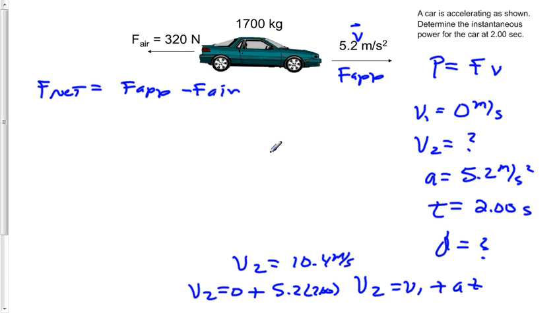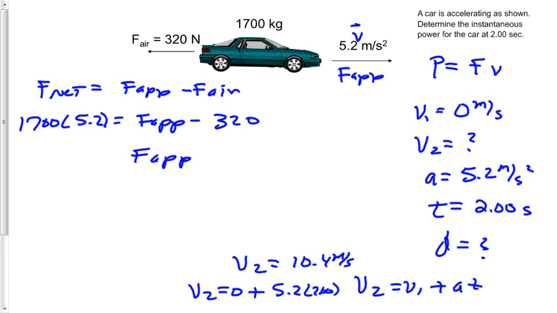Now, my job is to find force applied. So I always plug in mass times acceleration for force net. So I've got 1,700 multiplied by 5.2 equals force applied minus my air value of resistance of 320. So force applied is then going to equal 9,160 newtons. Now I've got the velocity of 10.4 and force applied of 9,160.